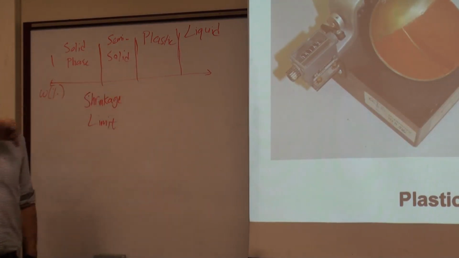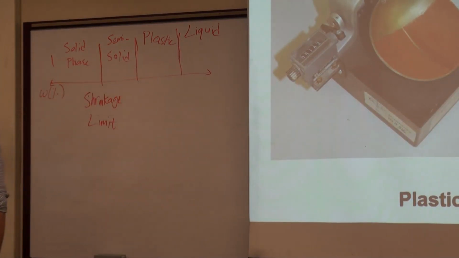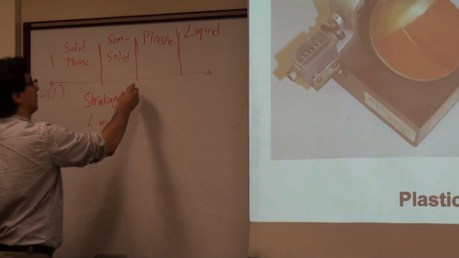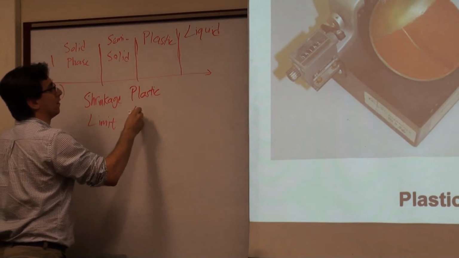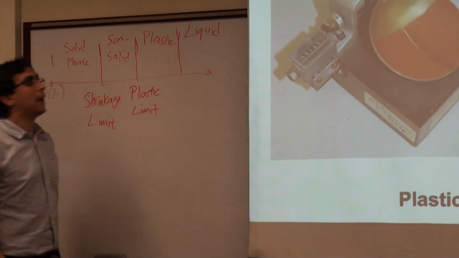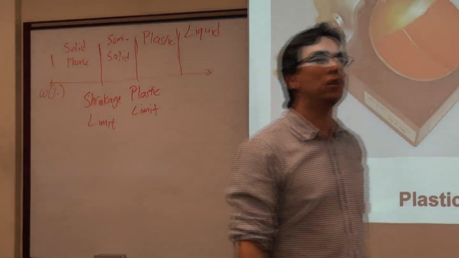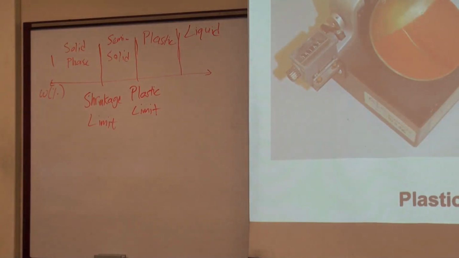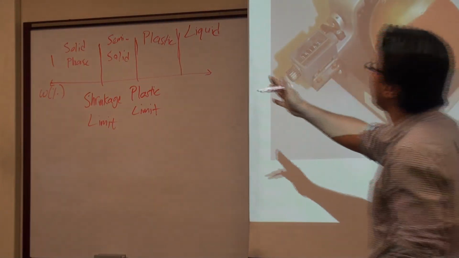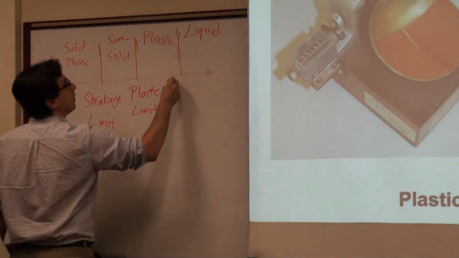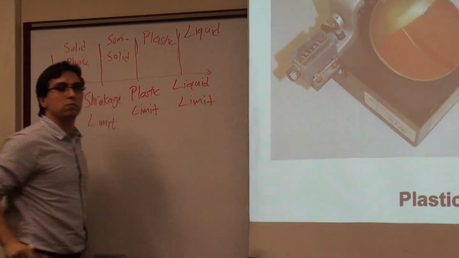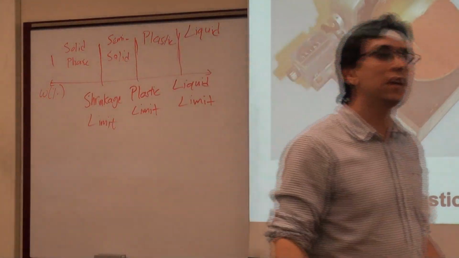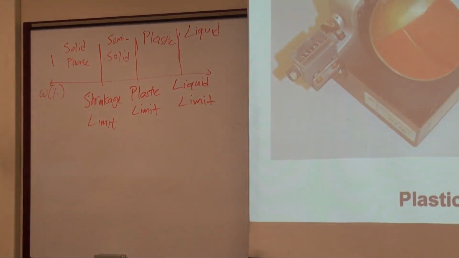How about the boundary between semi-solid and plastic? Plastic limit. It's plastic limit. And the boundary between the plastic phase and liquid phase is liquid limit. So those limits are basically just moisture contents that transfer the soil mass from one phase to another.